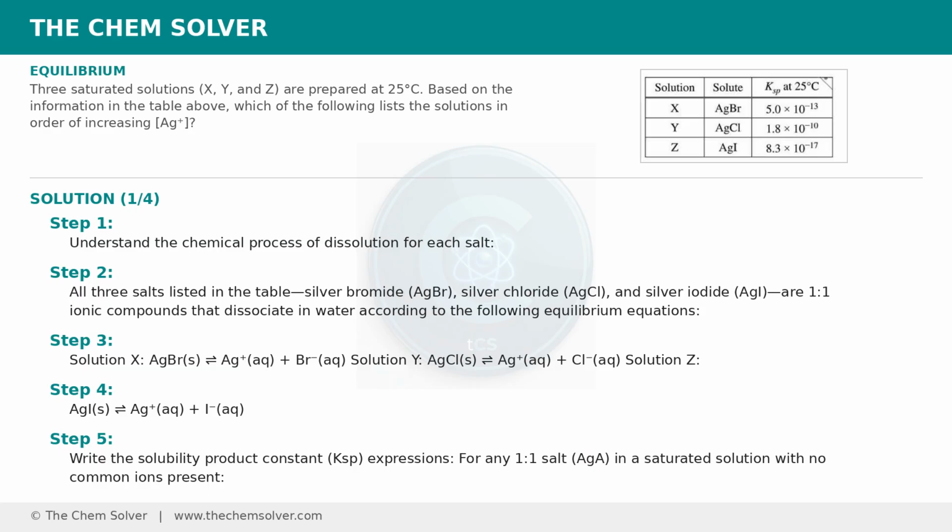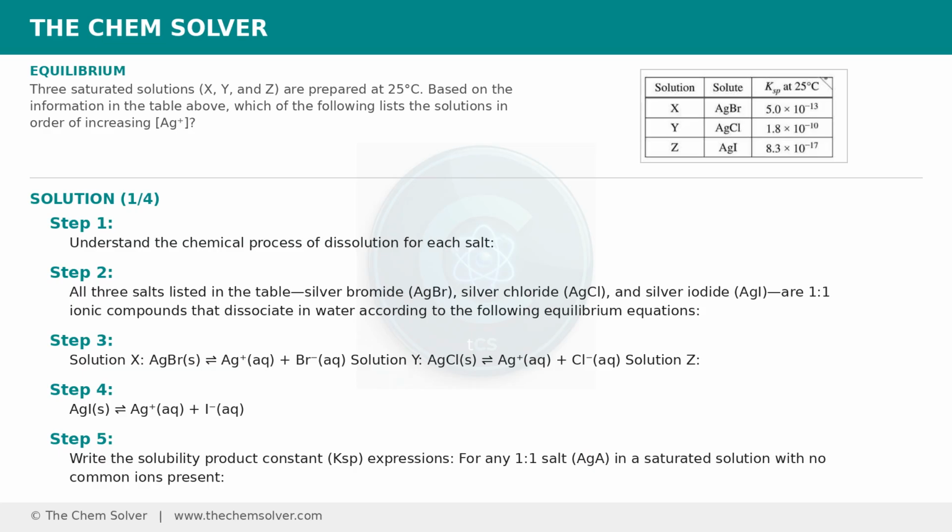Solution X: AgBr is in equilibrium with Ag⁺ + Br⁻. Solution Y: AgCl is in equilibrium with Ag⁺ + Cl⁻. Solution Z: AgI is in equilibrium with Ag⁺ + I⁻.